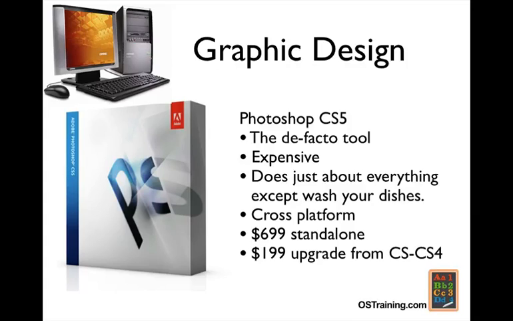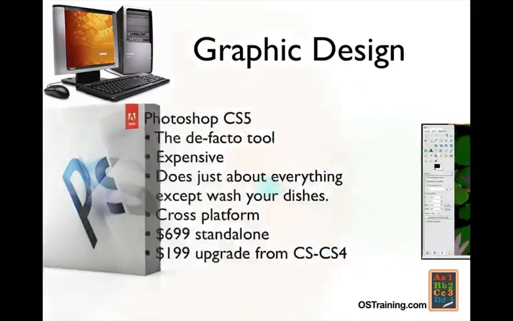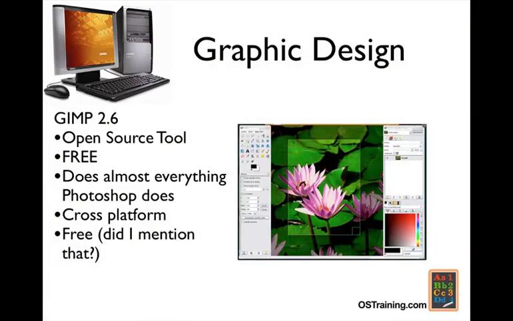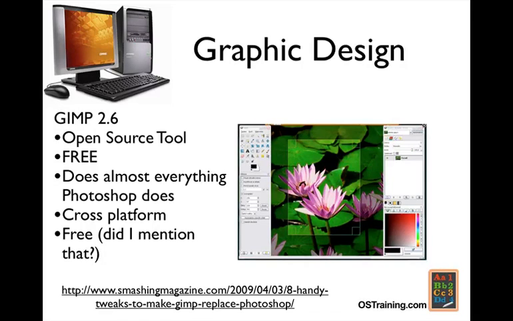On its own, that's not a bad deal. The Web Developers version is much more expensive, but it also gives you a lot more. For those of you who are on a slightly less expensive budget, GIMP 2.6 is an open source tool. It's free. It does almost everything Photoshop does. It also is cross-platform. And did I mention it's free? GIMP has gotten a great amount of excellent coverage over the years, including this article from Smashing Magazine in 2009 about how to help you make it into a Photoshop replacement. For many people doing web development and graphic design these days, GIMP does fit the bill if you can't get Photoshop.